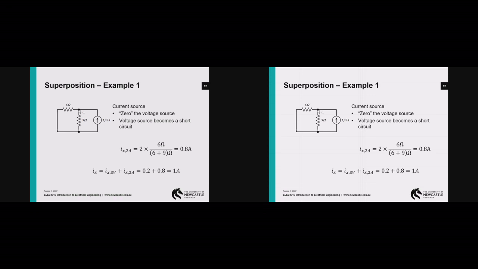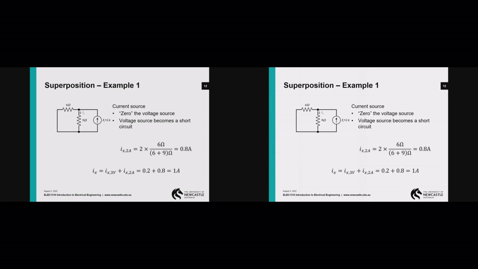So now, if I want to know the total current through that 9 ohm resistor, it's the current due to the 3 volts plus the current due to the 2 amp source. So I've got 0.2 plus 0.8, which gives me a total of 1 amp. So superposition has hopefully let me take a more complicated problem and reduce it to some equivalent, simpler problems.